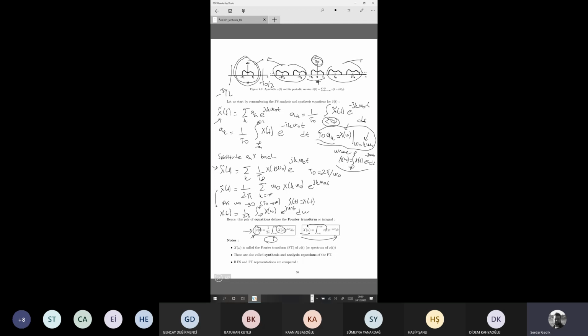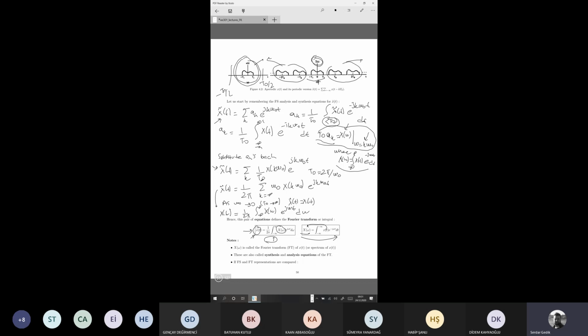X of omega is called the Fourier transform of x of t, or it can be referred to as the spectrum of x of t. These are also the synthesis and analysis equations for the Fourier transform.